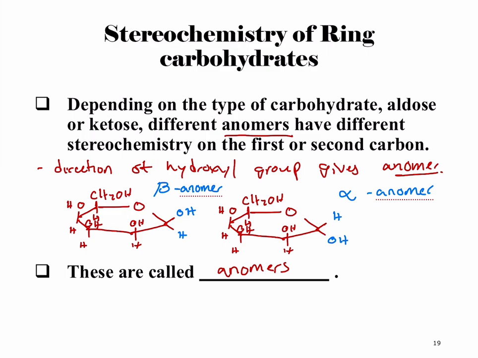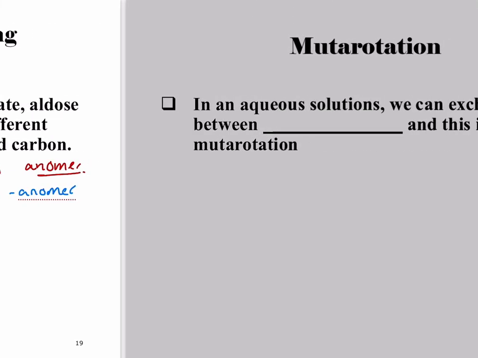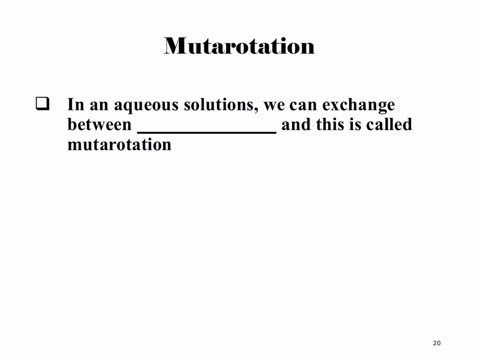And so the last thing I'll mention about anomers, well, the last thing I'll mention today, is you can get an exchange between these anomers in an aqueous solution. So if you have water around, you can exchange between the alpha and beta anomers. And so what that means is it's called mutarotation. And so you can exchange between anomers in aqueous solutions, so just water solutions.